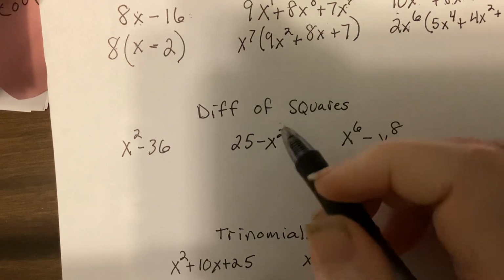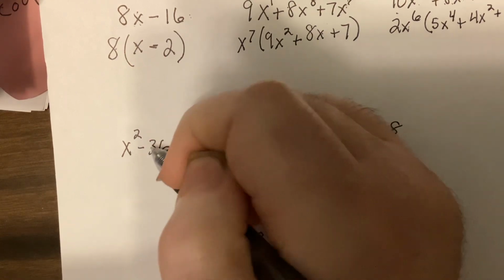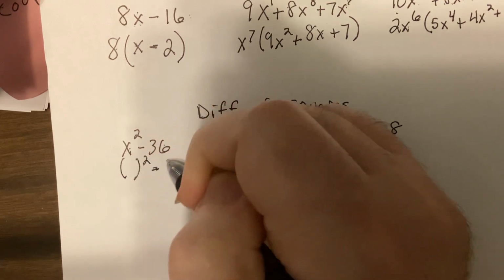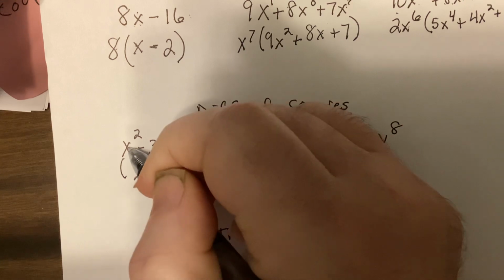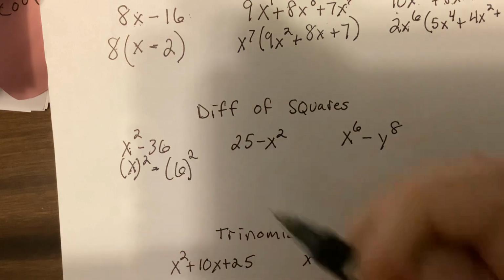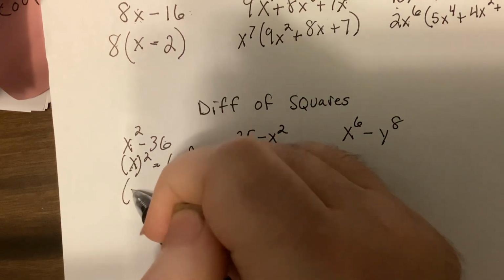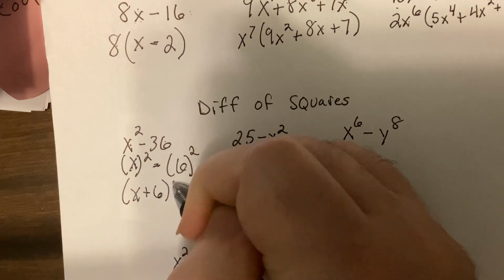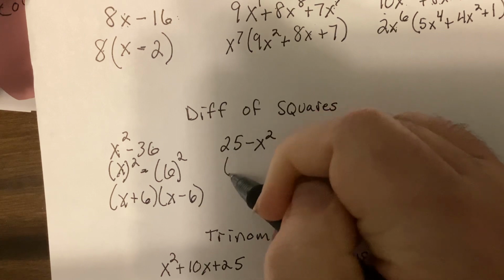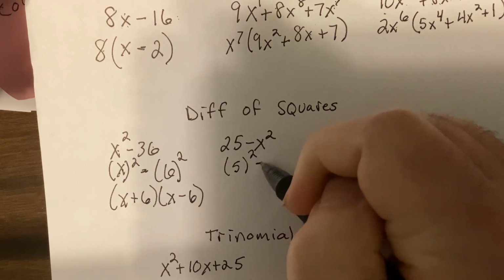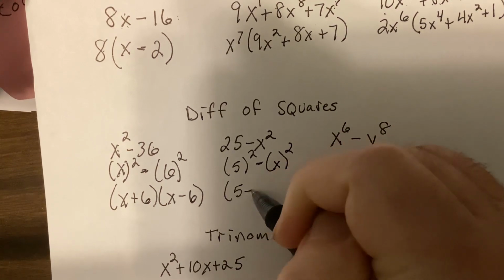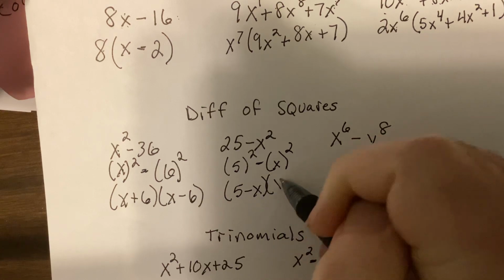Then you move on to difference of squares. So whenever you have a binomial, you always look to see, do I have a term that's squared minus a term that's squared? So x squared is x squared. I think that's pretty straightforward. 6 squared is 36. So it'd be x plus 6, x minus 6. This would be 5 squared minus x squared. So it'd be 5 minus x, 5 plus x.